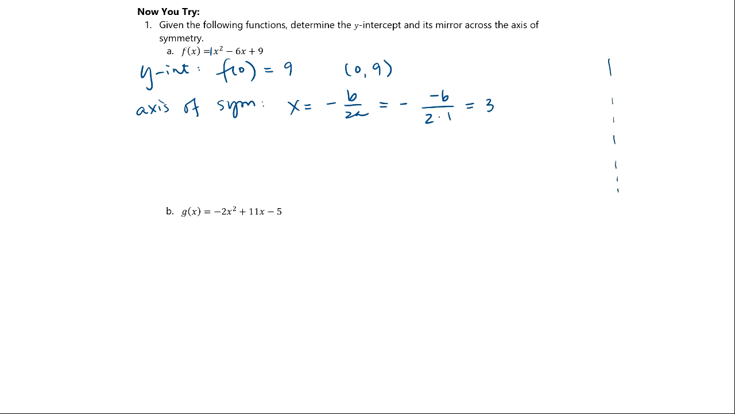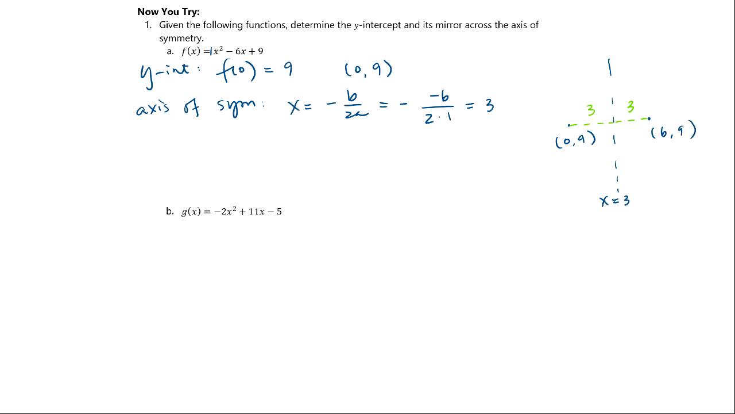As we draw a sketch of what the graph looks like, x equals 3 is over here, and (0, 9) should be to the left because the x-coordinate is smaller. So (0, 9) is over here. As we calculate the other point, we'll notice the horizontal distance between the y-intercept and the axis of symmetry is 3. To find its mirror image, this other distance should also be 3. And 3 plus 3 is 6, which is the x-coordinate for the mirror image.